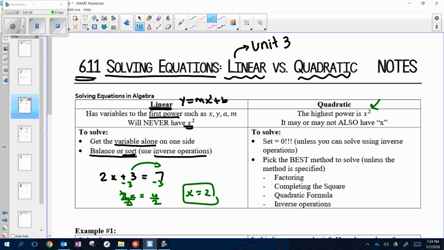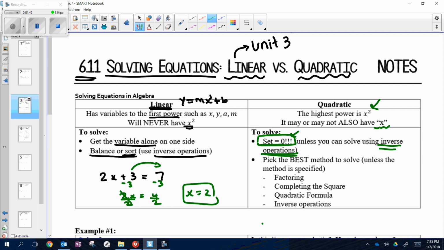Quadratics have an x squared. So you might also see another x in the equation with it. The key to solving a quadratic is looking for zeros. That was new this unit, looking for zeros. Unless you can solve using inverse operations, you should set the equation equal to 0.